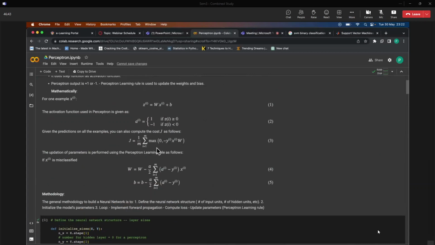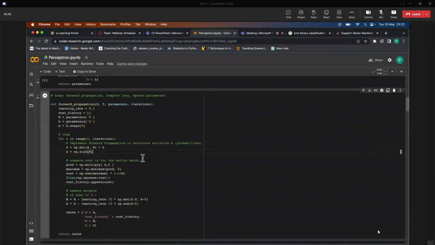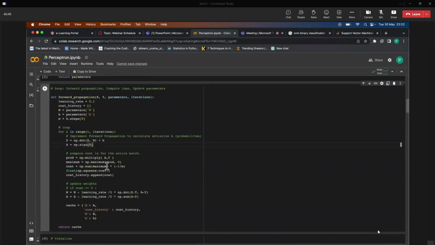We find out the maximum, then we do a summation, and then we take the average out of it. So np.sum of maximum into -1 by m. Why did we add -1 by m? We could have done it here also, but we didn't. We just added -1 because we have to minimize it.